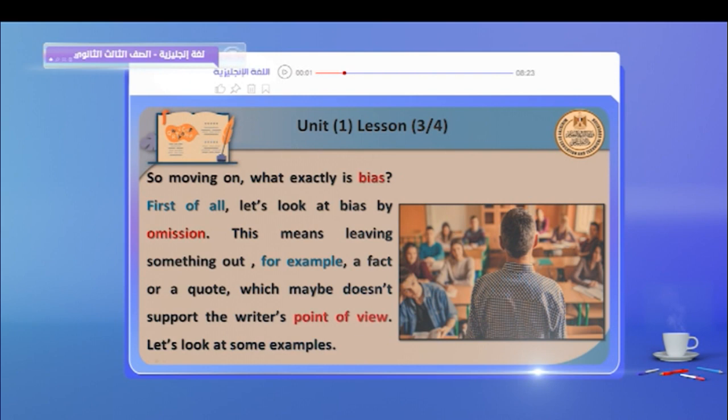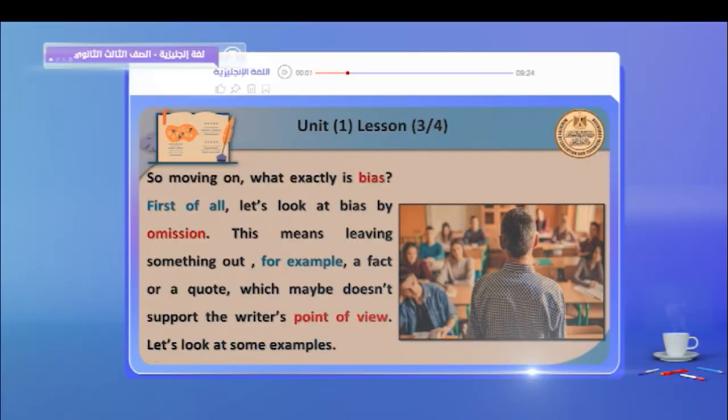Okay? So here he was talking about one type. Anybody could identify this type? It's one type of bias called bias by omission. And what do we mean by the word omission? To omit something means to remove it. Remove something.